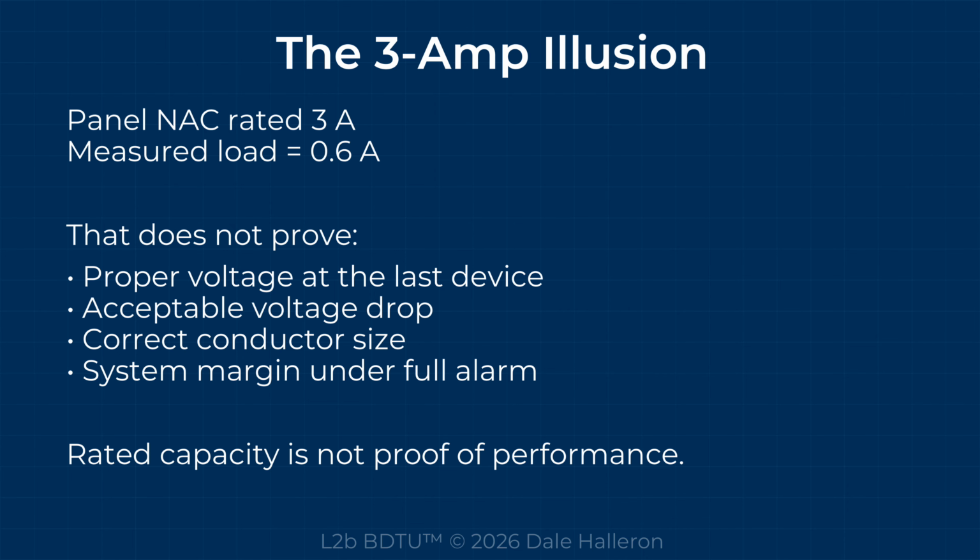The 3 amp illusion. The panel NAC might be rated for 3 amps. Your measured load on that circuit might only be 0.6 amps. Plenty of headroom there, it seems. That doesn't prove the proper voltage at the last device. Acceptable voltage drop, correct conductor size, system margin under full load. Rated capacity is not proof of performance. We have other calculations that we'll have to do to make sure that the circuit is capable of powering every device.